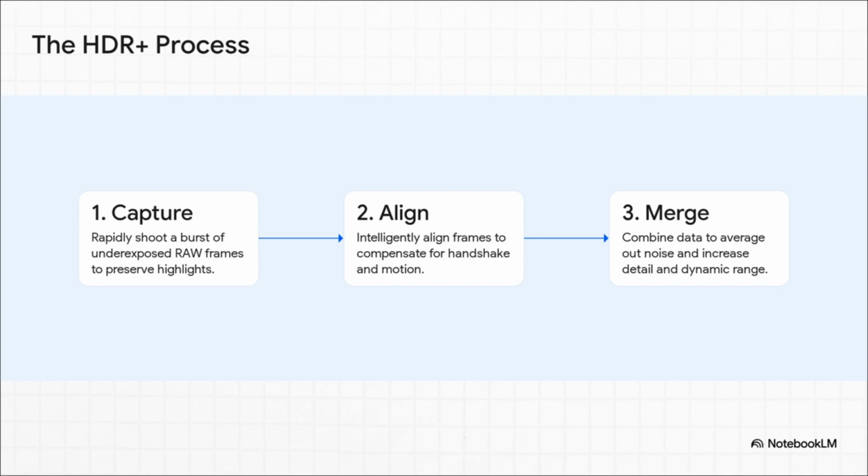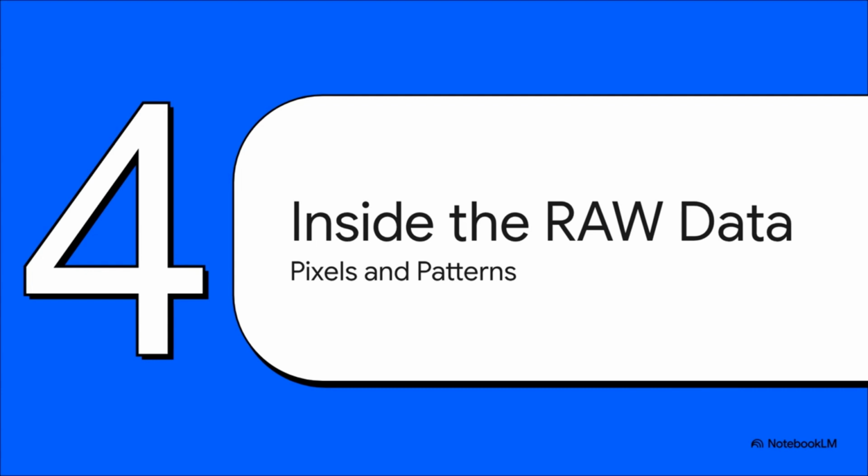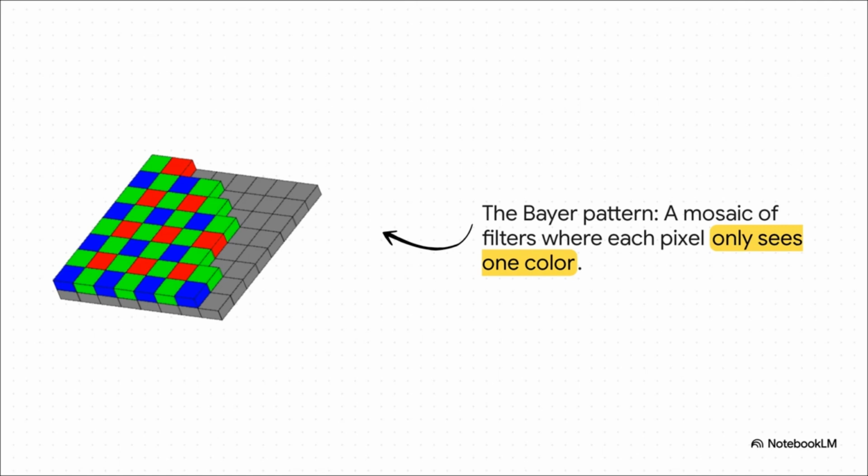So you might be wondering, how is this merging even possible? Well, the secret sauce is that the software isn't working with finished JPEGs. It's going right to the source, working with the purest, most unprocessed data straight from the sensor itself, the raw data.